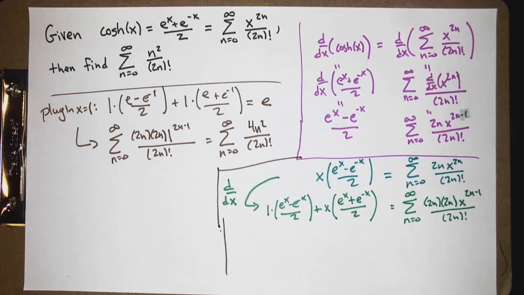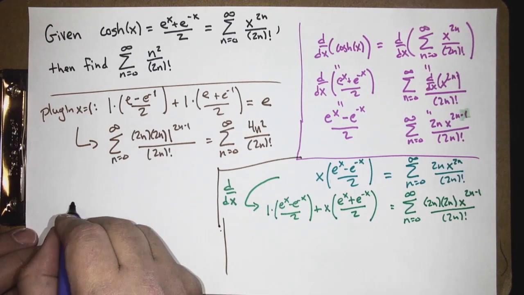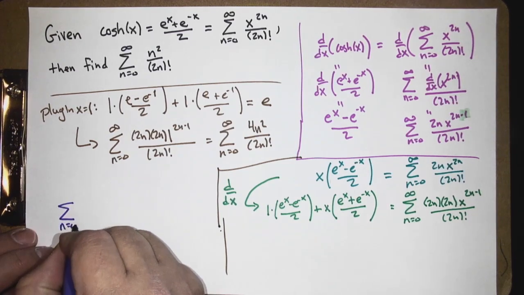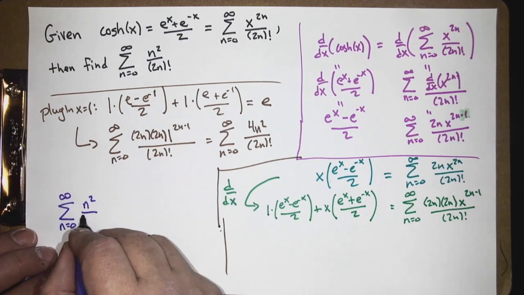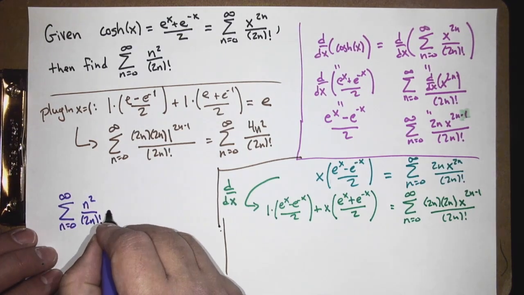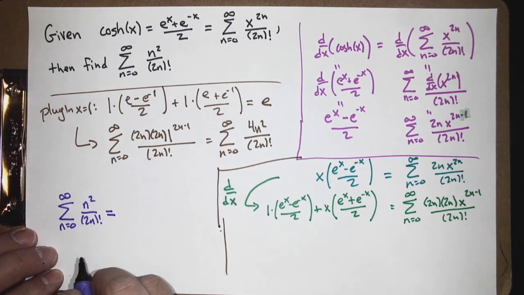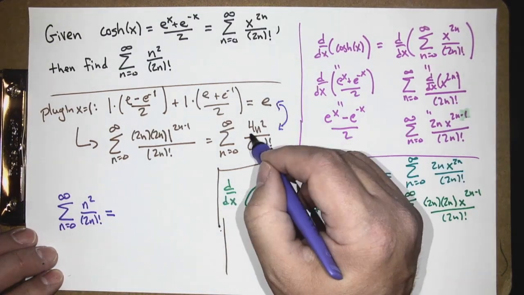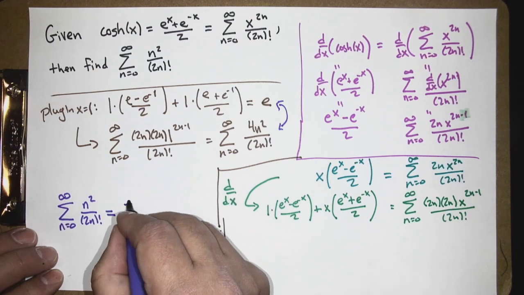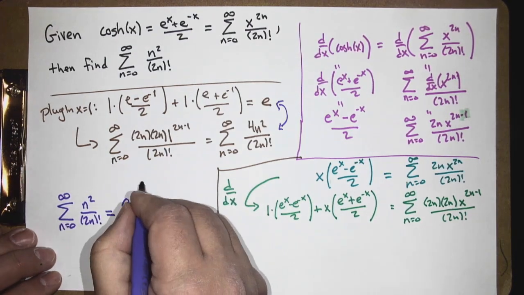Well, we're almost ready to write down our answer. In fact, we will. At this point, we're ready to say the sum from 0 to infinity of n squared divided by 2n factorial is equal to e over 4. These things have to match. We just have to fix that for e over 4.